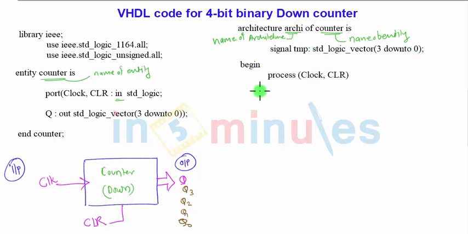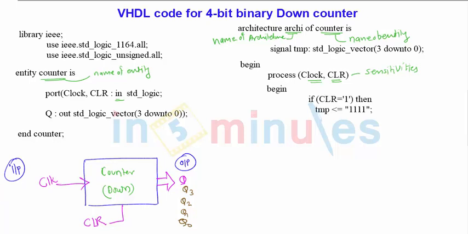Next we have to begin the process. While beginning the process, clock and clear are the sensitivities for the process. It means whenever the clock or the clear input changes, then the process will be executed. And how should be the execution of the process?